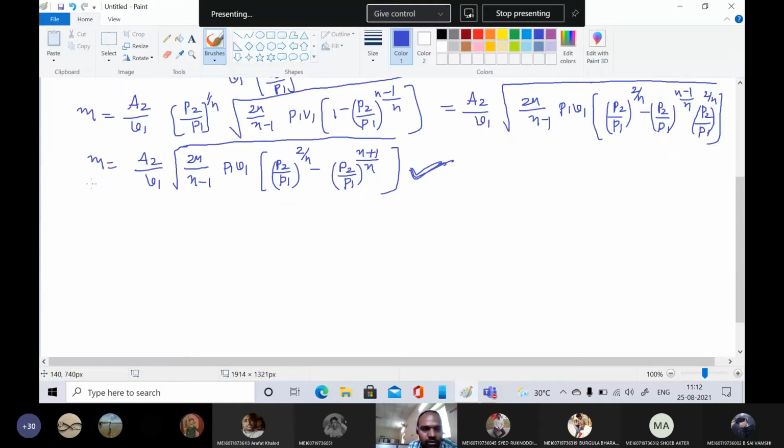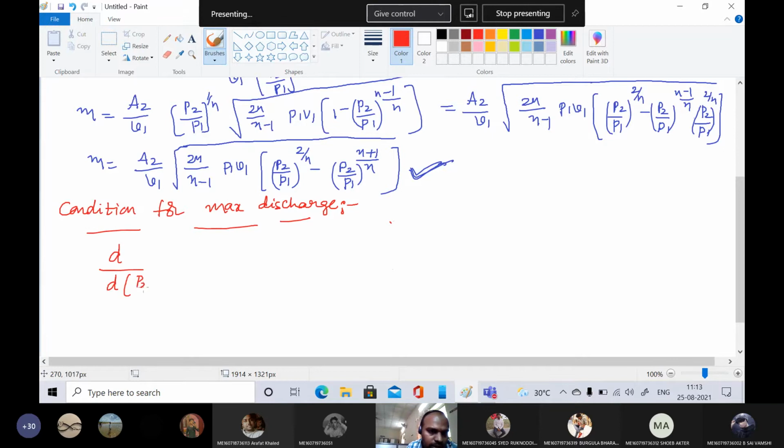Okay, now we are deriving, this is what we derived, the mass of the steam discharged through the nozzle. Now we will see the condition for maximum discharge. We will get the critical pressure ratio from this. Right, so here, in order to get the condition for maximum discharge, we need to differentiate the above equation with respect to the pressure ratio, because that is a variable, dm by d(P2 by P1), and equate it to 0. Then we will get the condition for maximum discharge.